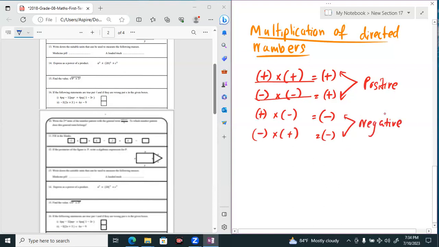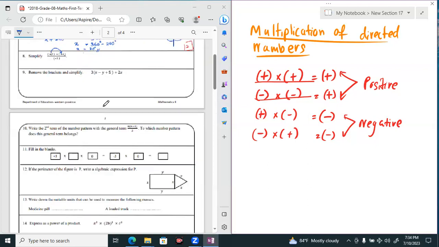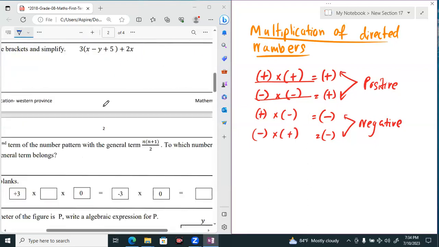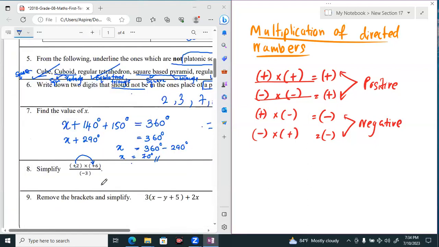The same process happens in division. When you divide same sign numbers, we obtain positive values. When we divide different sign numbers, we obtain negative numbers. Okay, let's see what will be the answer here.